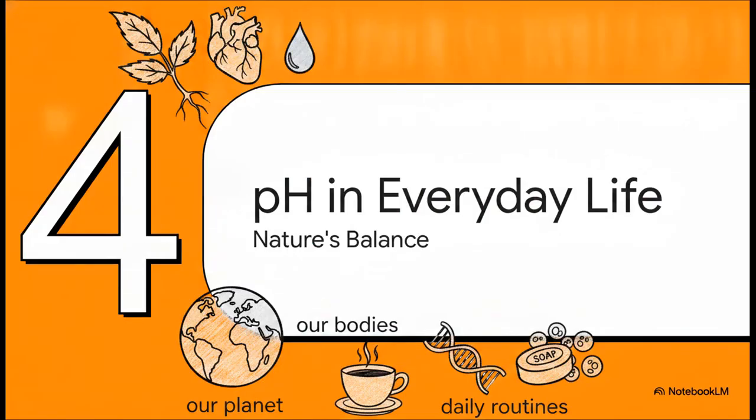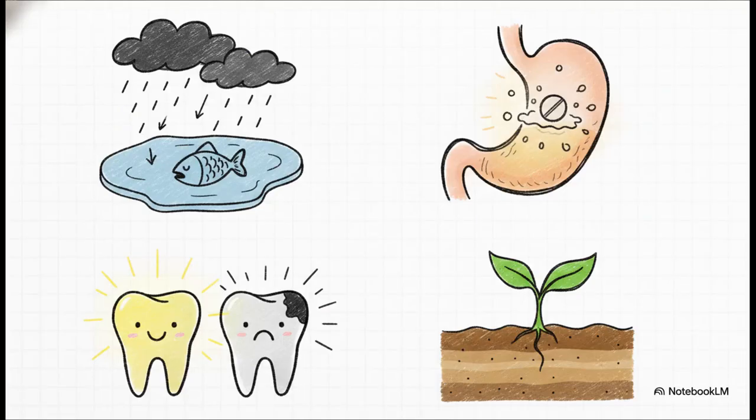Okay, let's make this real. Section 4, pH in everyday life. This delicate balance of acids and bases isn't just lab stuff. It dictates the health of our entire planet. Our world is incredibly pH sensitive. For instance, if rainwater drops below a pH of 5.6, it becomes acid rain. That lowers the pH of our rivers and makes it literally impossible for fish and aquatic life to survive.